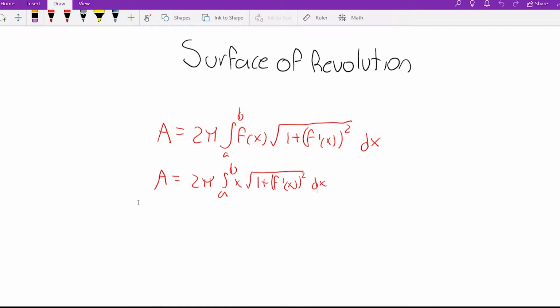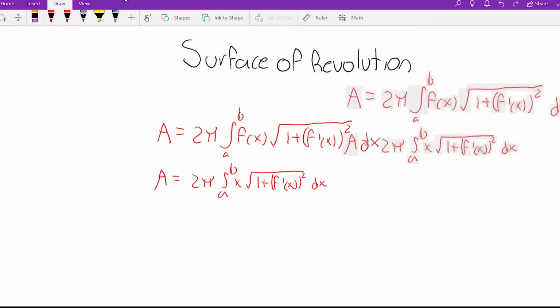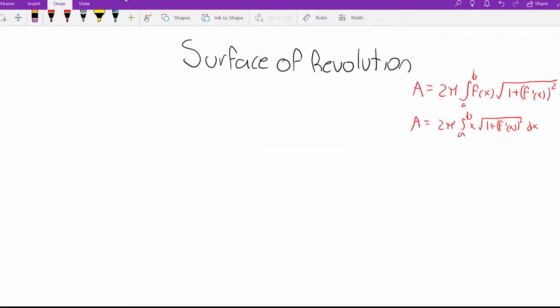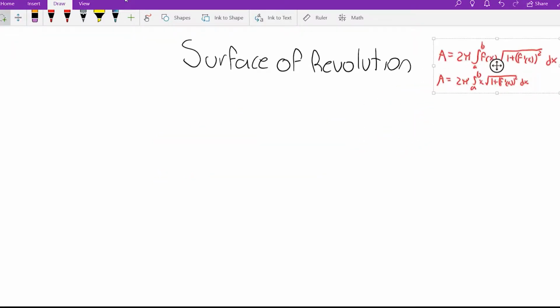So now let's have an example. First of all, we move this right here so we don't lose it. And now find the area of the surface of revolution when rotating the curve f of x equals square root of 1 minus x squared over the x-axis between x equals 0 and x equals 1.